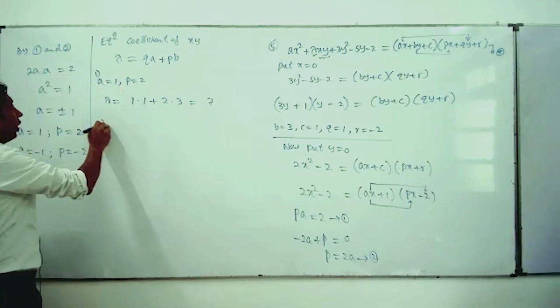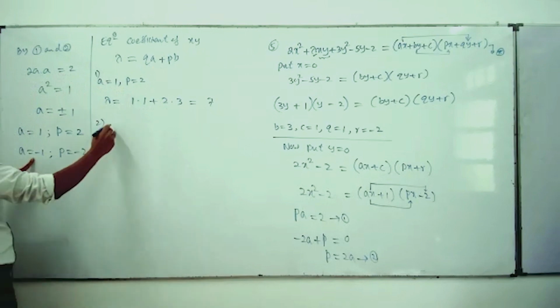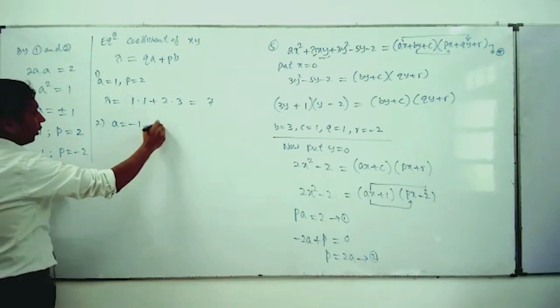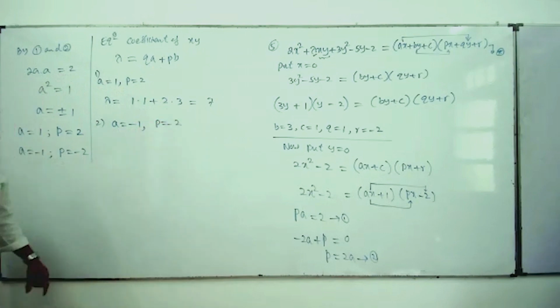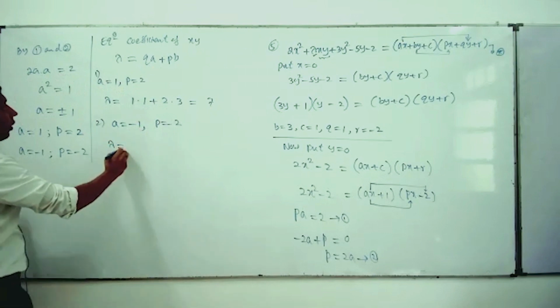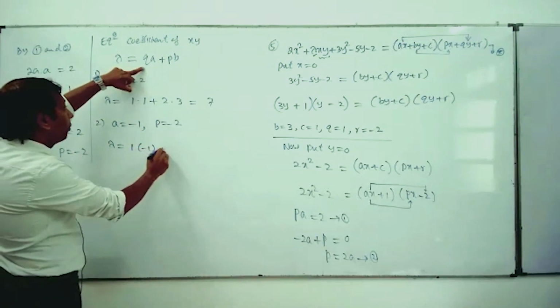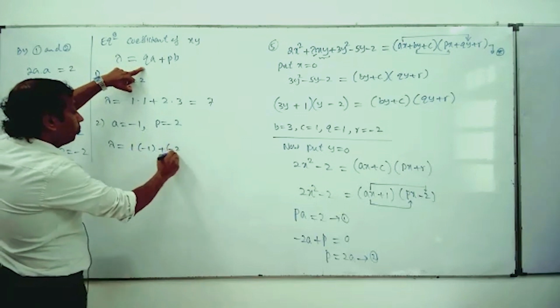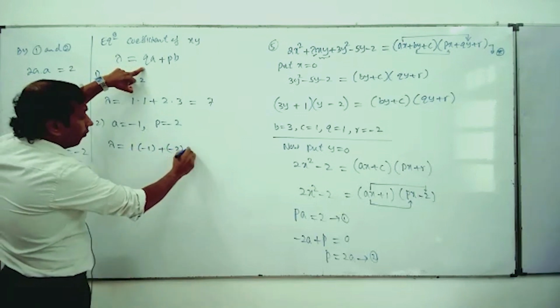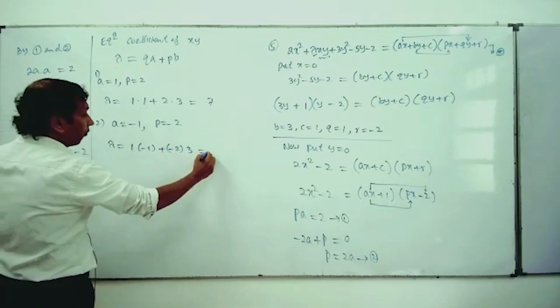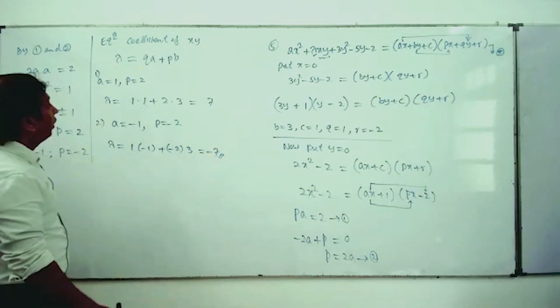The second answer for lambda can be obtained by taking the second set of A and P: A is minus 1, P is minus 2. Right? Now, lambda: here Q is 1, A is minus 1 plus P is minus 2, B is 3. Then here we get minus 6, minus 1, minus 7. Right. So therefore, lambda has 2 answers.